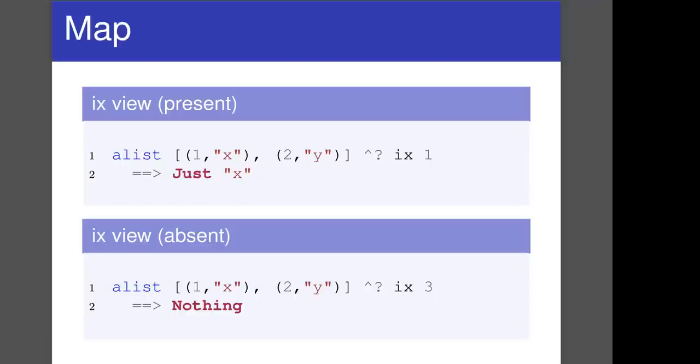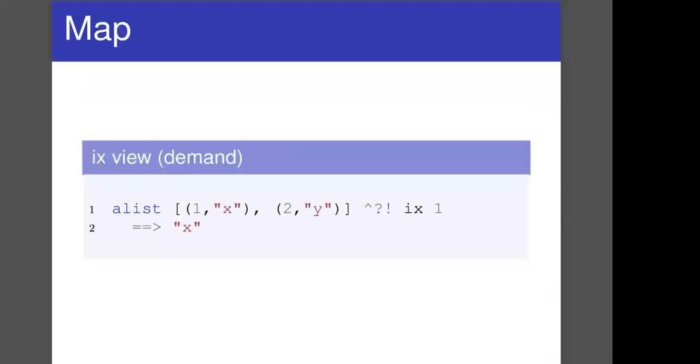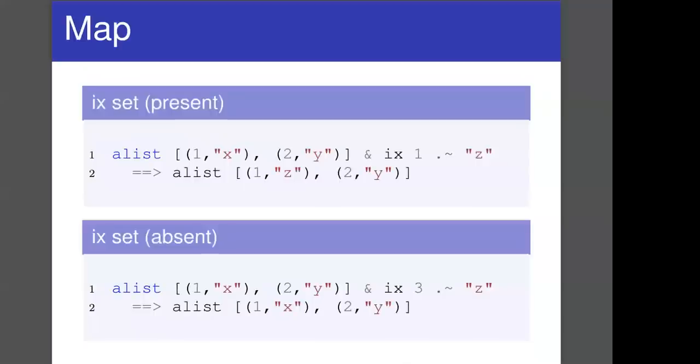So here's the IX version of doing things. Tilde caret question mark, IX1, it is there. IX3, it's not there. Here's me demanding it with IX, probably not a safe thing to do. And then setting with IX, this is different than setting with at. If I say at 1 dot tilde just z, it will create it if it's not there, meaning the set will always work. And if I set with nothing, it will always delete the element or do nothing if it wasn't there already. IX, however, works as a traversal where I'm setting that element.